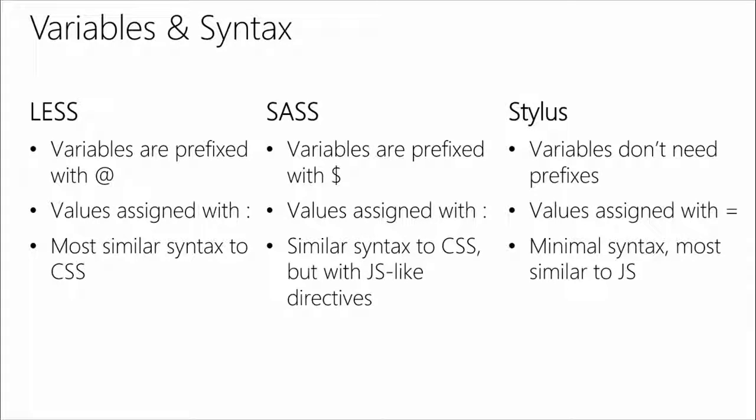So I guess the difference between those two is just that Less is slightly more CSS-like in syntax, and Sass is more JavaScript-like in syntax. And you can even see that with variables being prefixed with a $ sign. That's very jQuery-like, which is something that we're all used to. And Stylus is the one that's a bit different. Variables don't need prefixes in Stylus. If you want a variable, you just say x equals something, and there you have it.